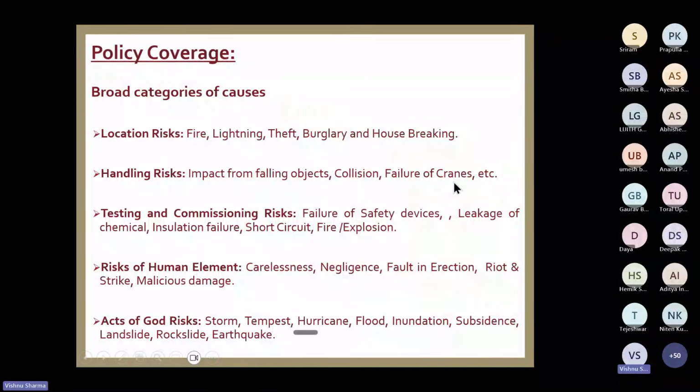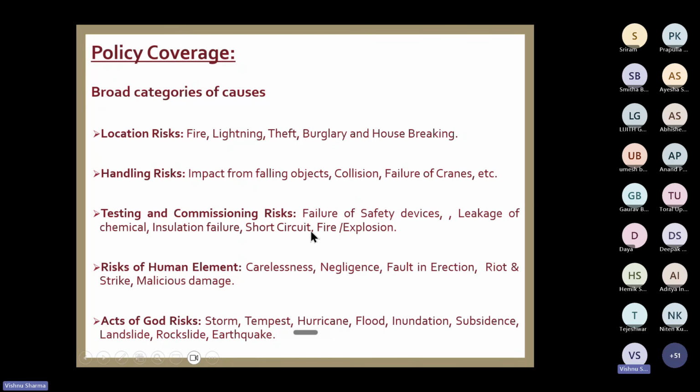Similarly, if you recall, in 2008, when Delhi Metro was under erection, there were two consecutive losses, and both were paid under section 1 of the policy. The second loss was purely due to failure of a crane. The first loss was due to failure of a slab. That was a CAR policy.